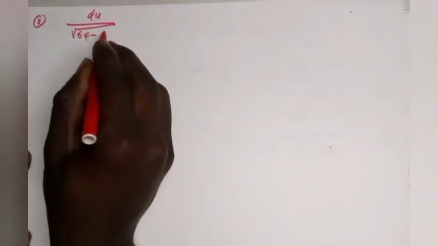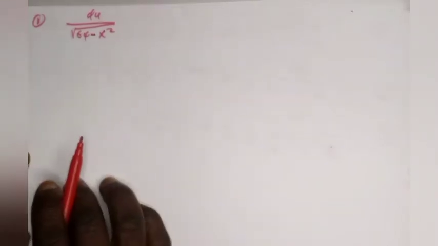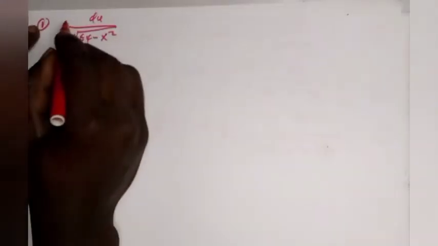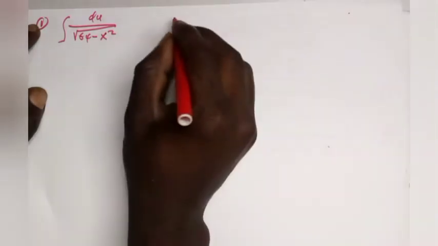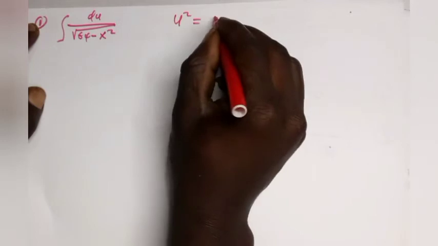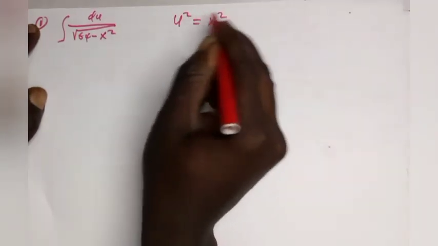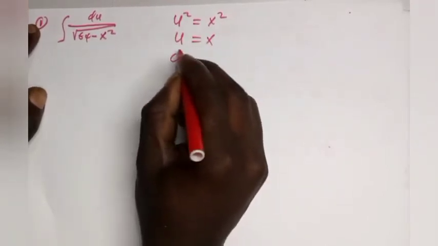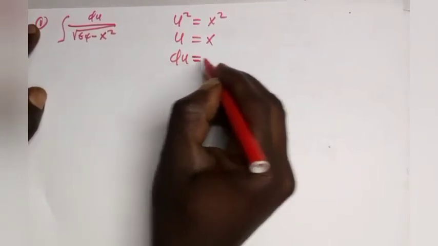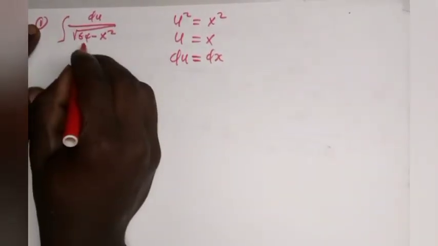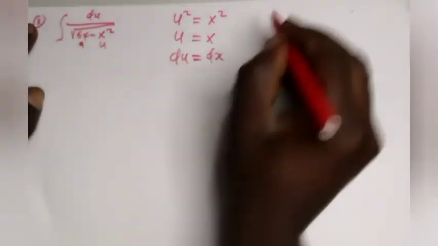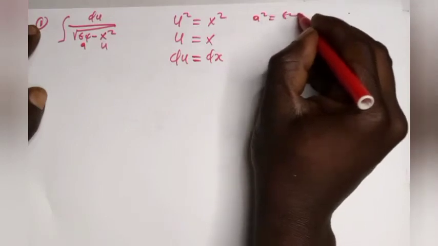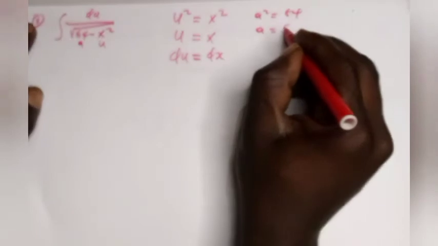So now let's try to work out example 1. If you have the integral of dx over the square root of 64 minus x squared, we take u squared equals x squared. Then when you introduce the square root, u equals x. Then du is equivalent to dx. Here this is a and this is u. So a squared equals 64, then a equals the square root of 64, which is 8.